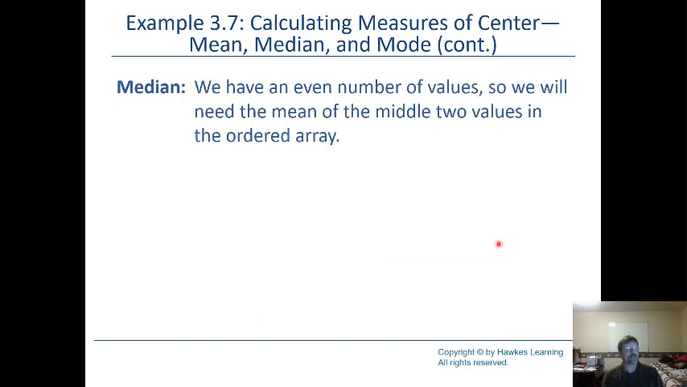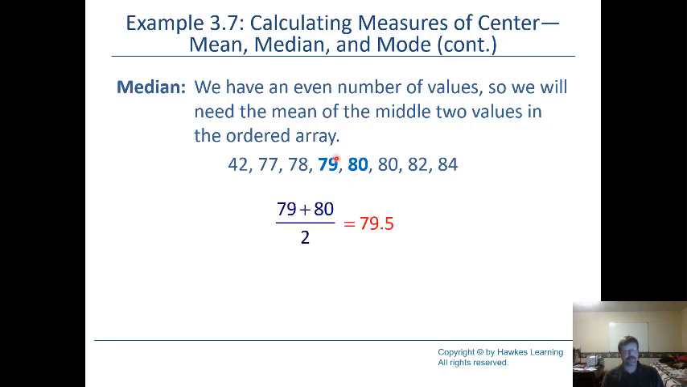Okay, we have an even number of values, so we need to find the middle two values and put them in order. There's our middle two values, nicely highlighted. We get 79.5.